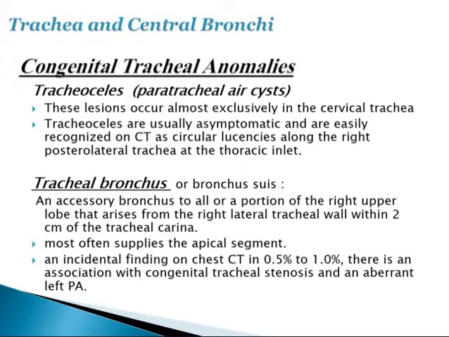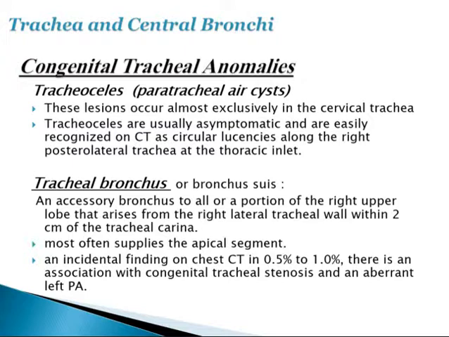We will start with the diseases of the trachea and the central bronchi. The first topic is congenital tracheal anomalies. Some of them are not discussed in this chapter; they are discussed in the pediatric chapter. What we're going to mention here is the tracheocele and tracheal bronchus. The tracheoceles, or paratracheal air cysts, occur almost exclusively in the cervical trachea.